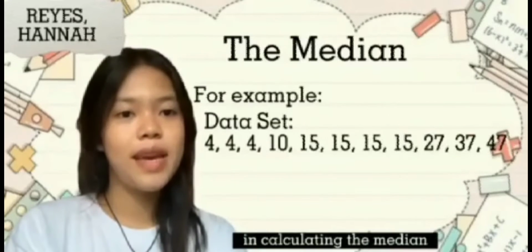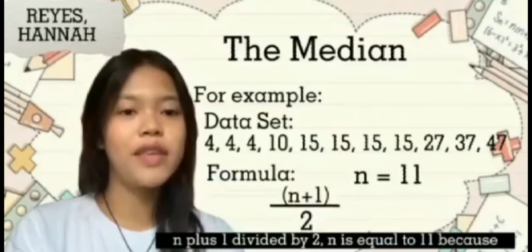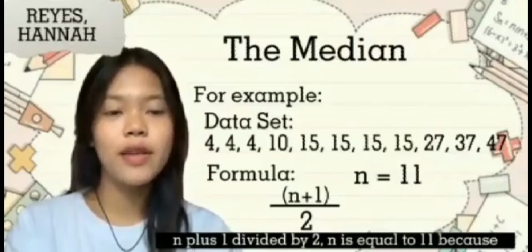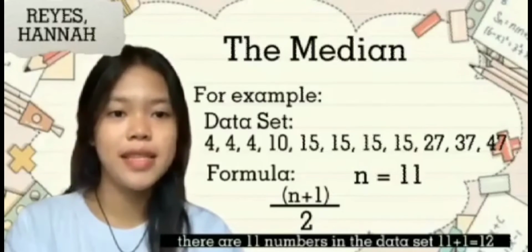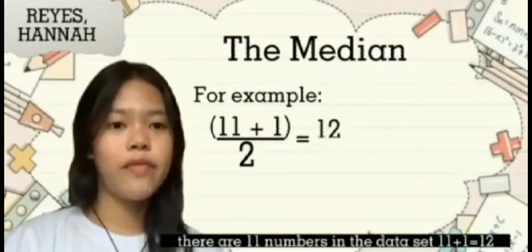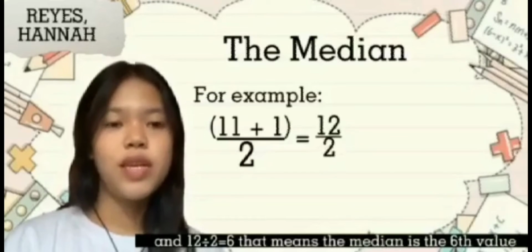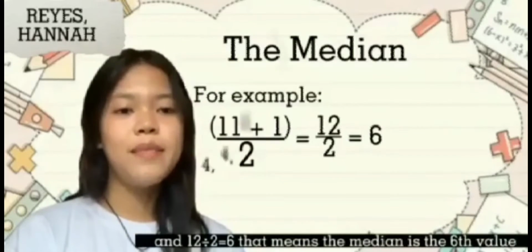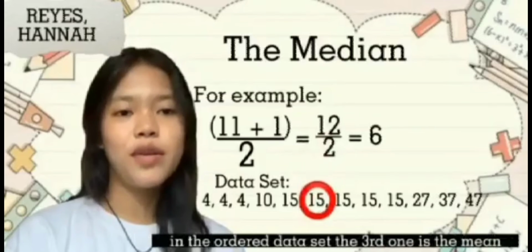In calculating the median, we use the formula (n + 1) divided by 2. N is equal to 11 because there are 11 numbers in the dataset. 11 plus 1 is equal to 12, and 12 divided by 2 is equal to 6. That means the median is the sixth value in the ordered dataset.